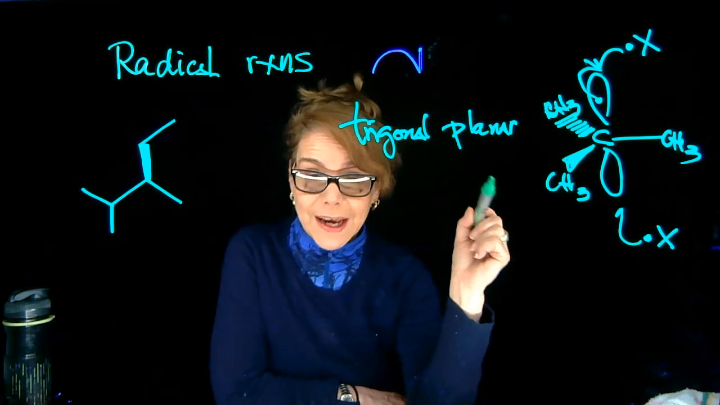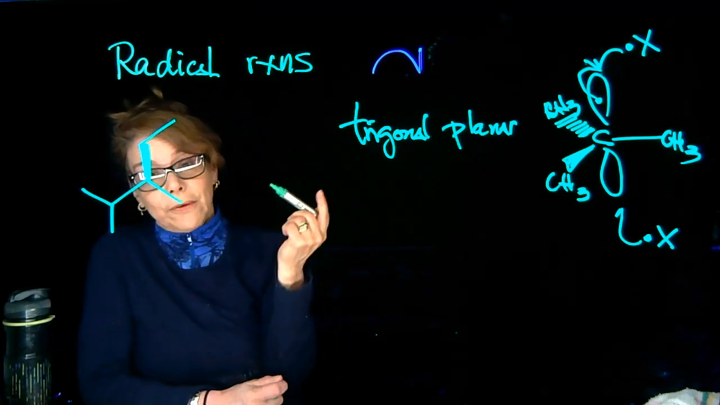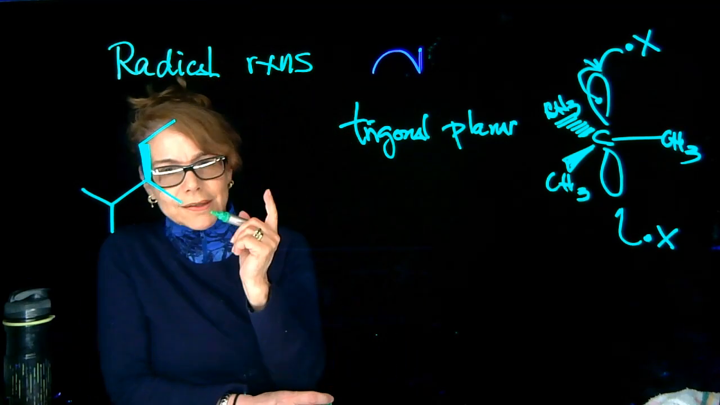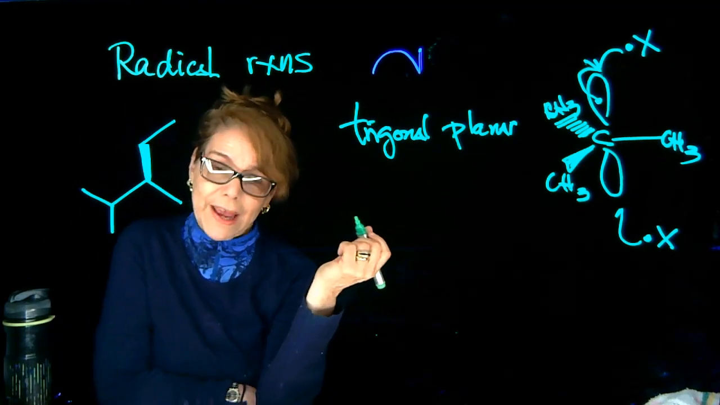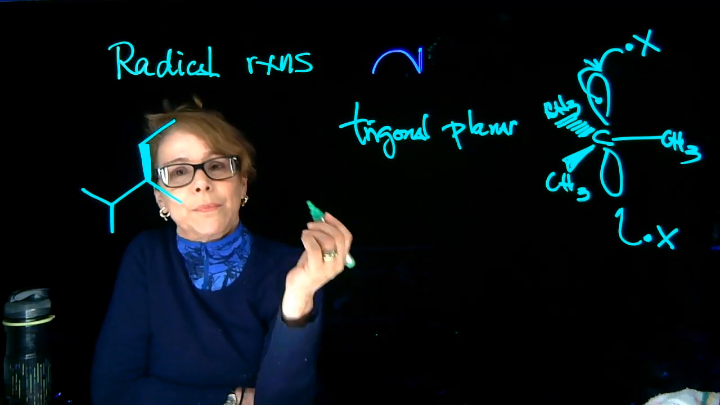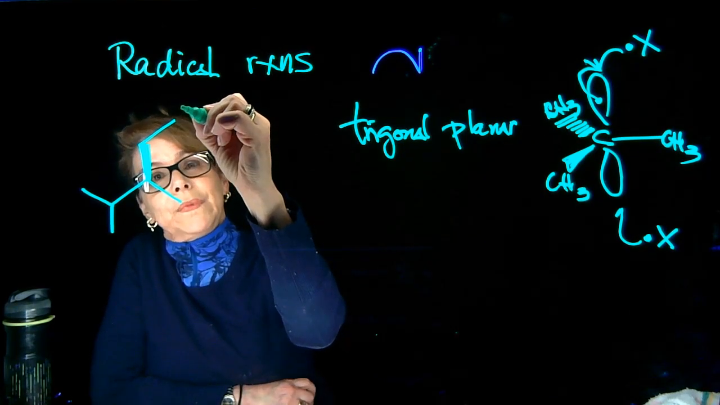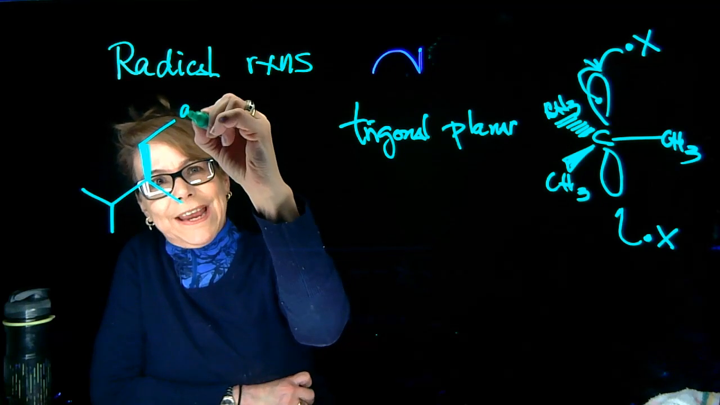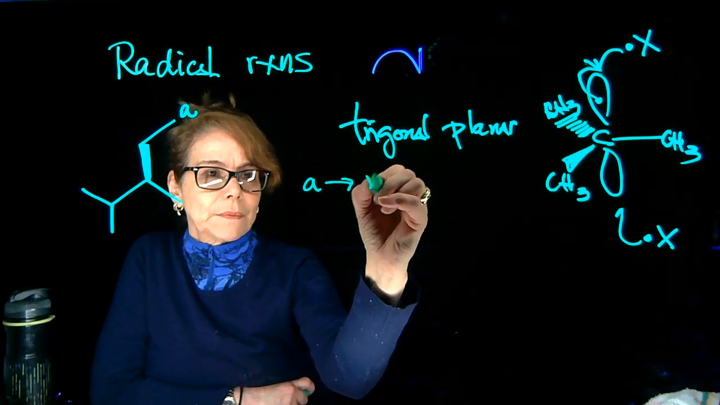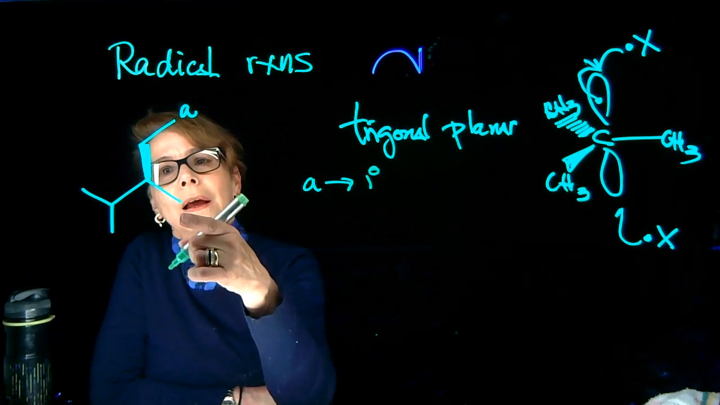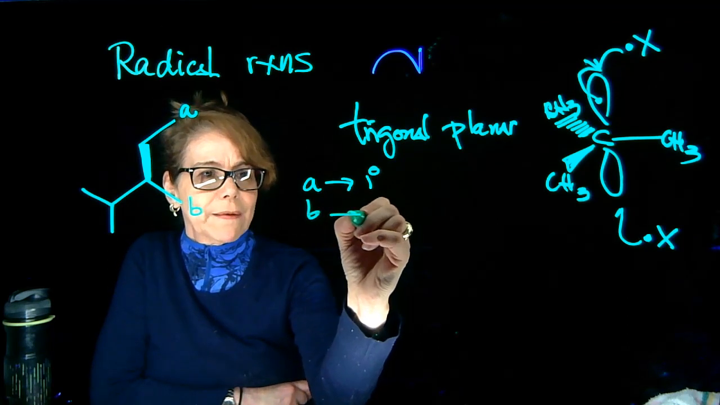But where the attack is happening matters when we are creating a chiral center, or if we already have one chiral center. So we're gonna analyze this molecule now. Let's first predict how many products. So I'm gonna label positions here. If this position here, A, is primary, we're gonna make primary radicals. This position here is also primary, but it's different. That's another product.